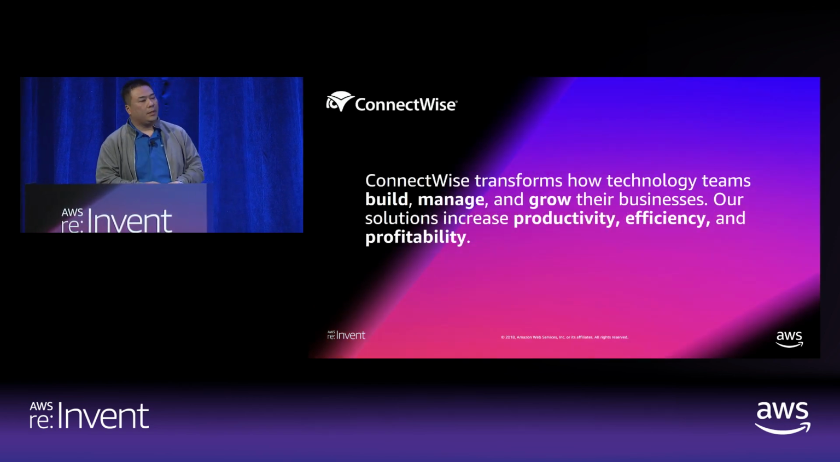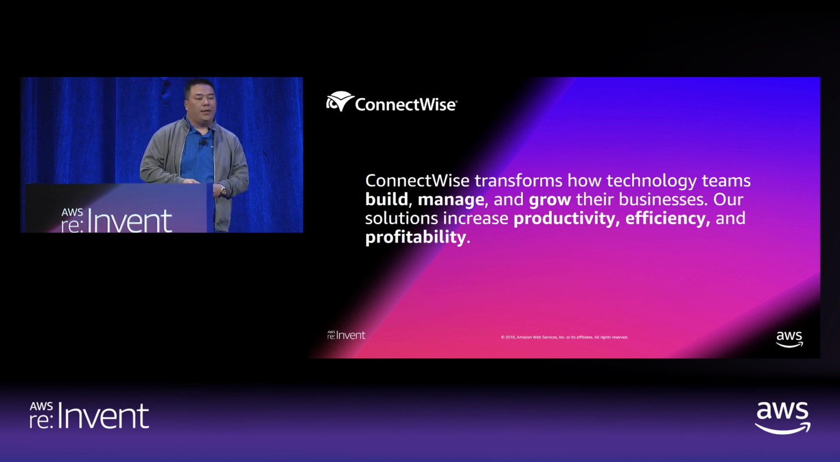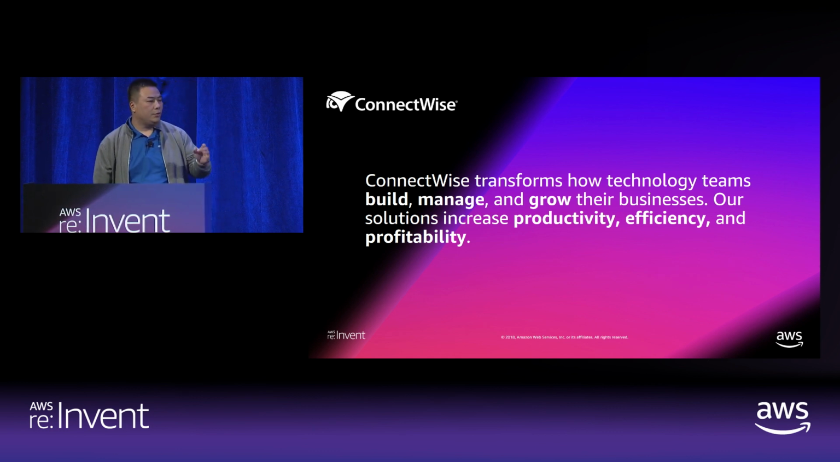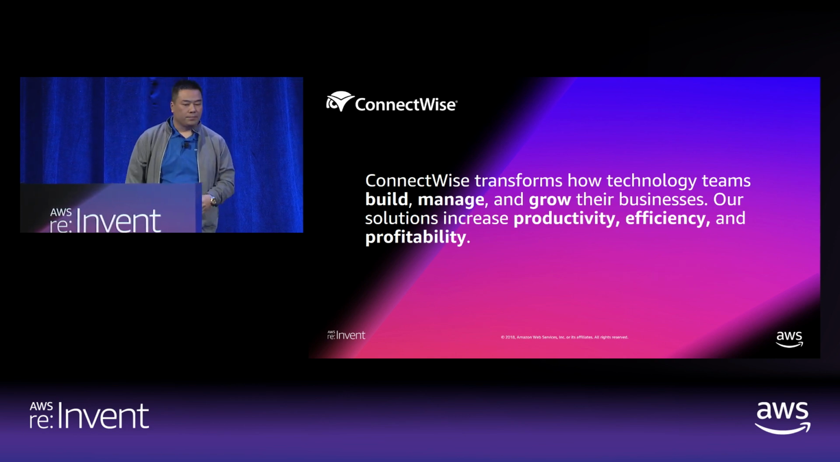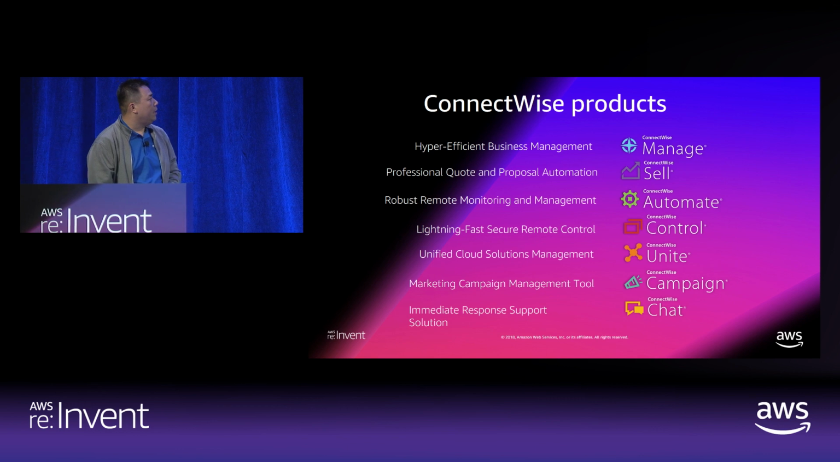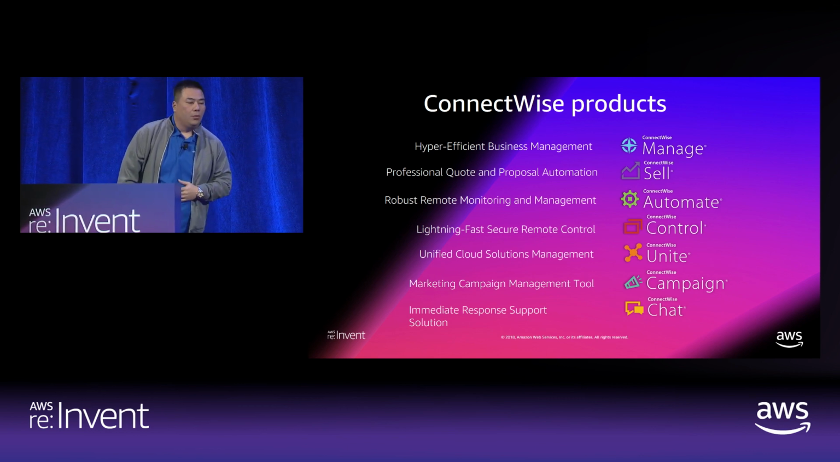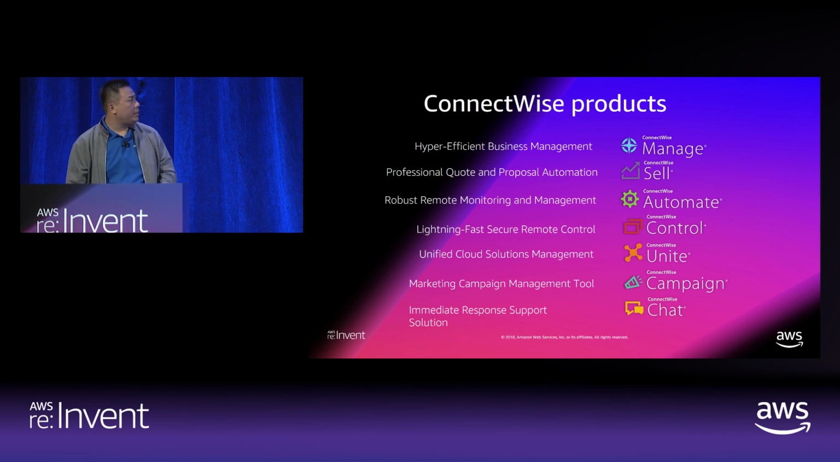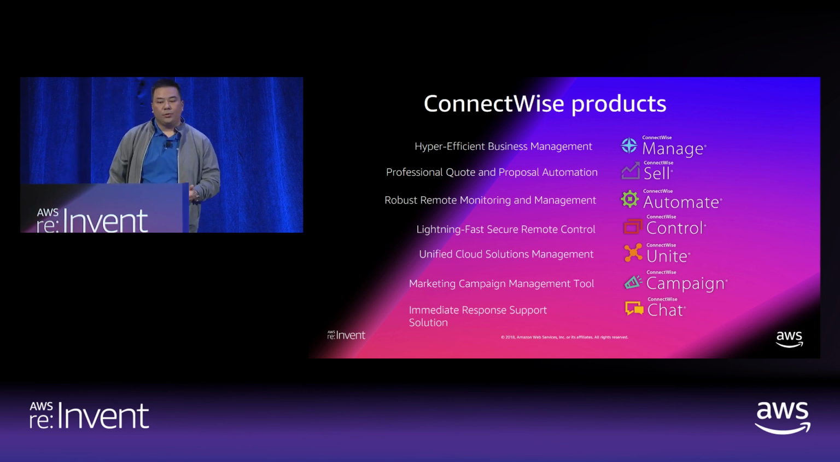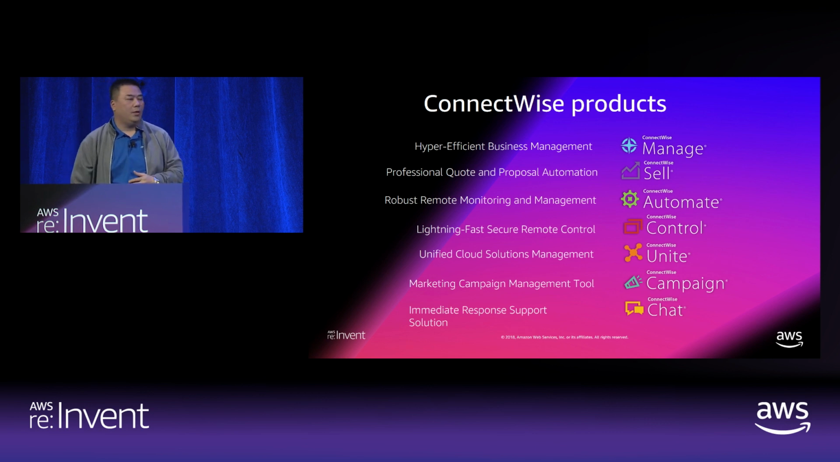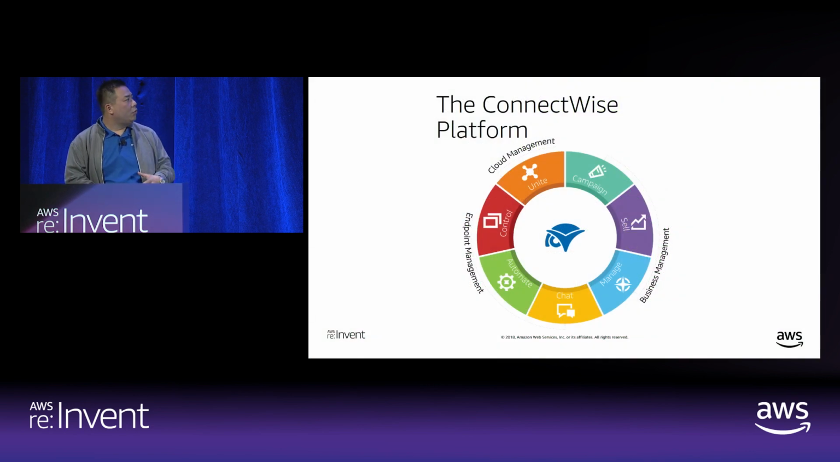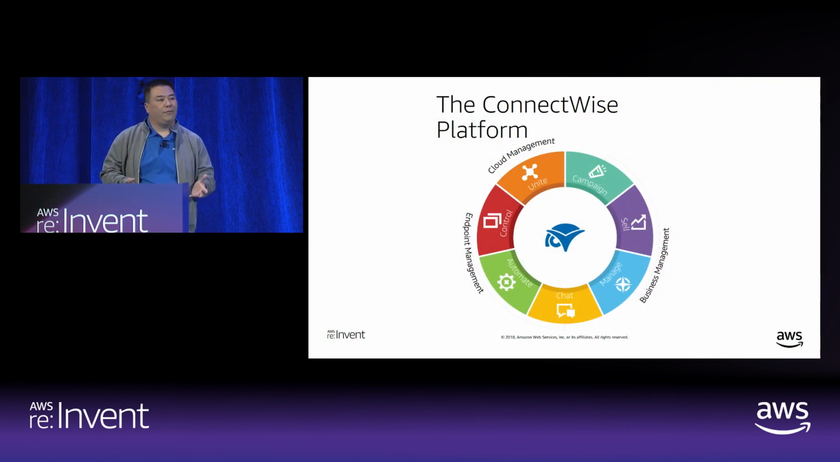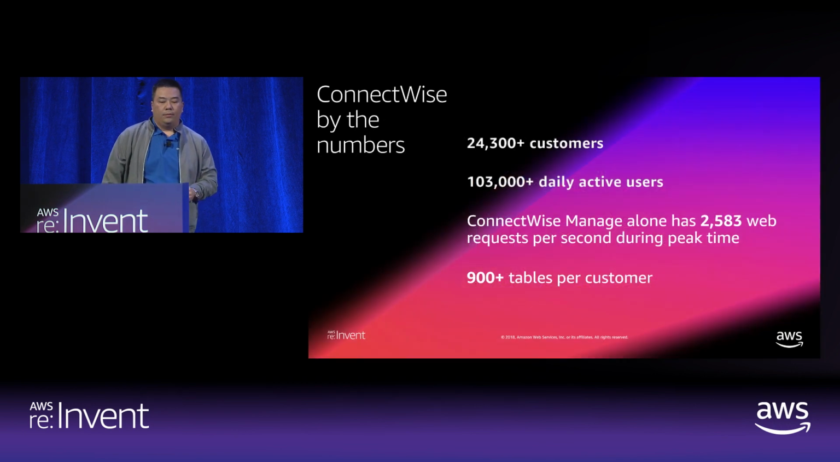So who is ConnectWise? ConnectWise is a software company that connects technology teams with services, solutions, and people so that they can thrive. Here you'll see the 7 core offerings that we have. We have remote control and screen sharing and control. We have professional quote and proposal automation in Sell, a remote management and monitoring tool in Automate. And to tie it all together, we also offer a business management application in ConnectWise Manage. These 7 core products come together to form our ConnectWise platform offering.